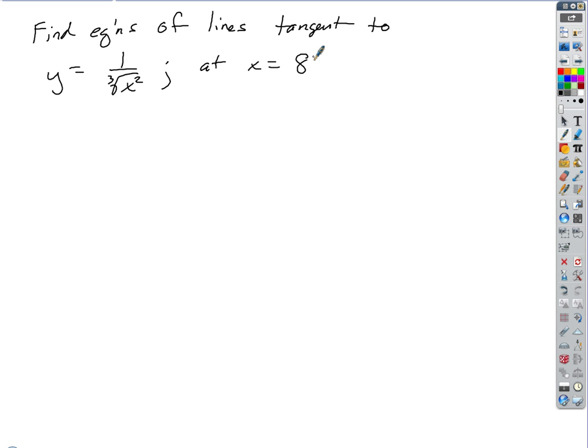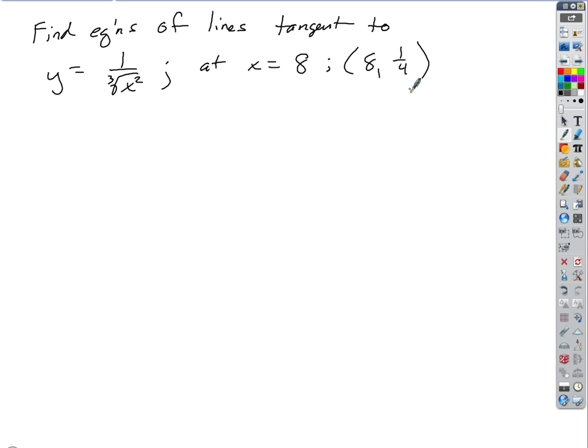If I plug that into the equation, I could say the cube root of 8 quantity squared, or the cube root of 8 squared. I think it's easier to do the cube root of 8, which is 2, squared. What is that? 4, everybody agree? So I'm going to get 1/4. That was easy. But now we need the slope of the tangent line.